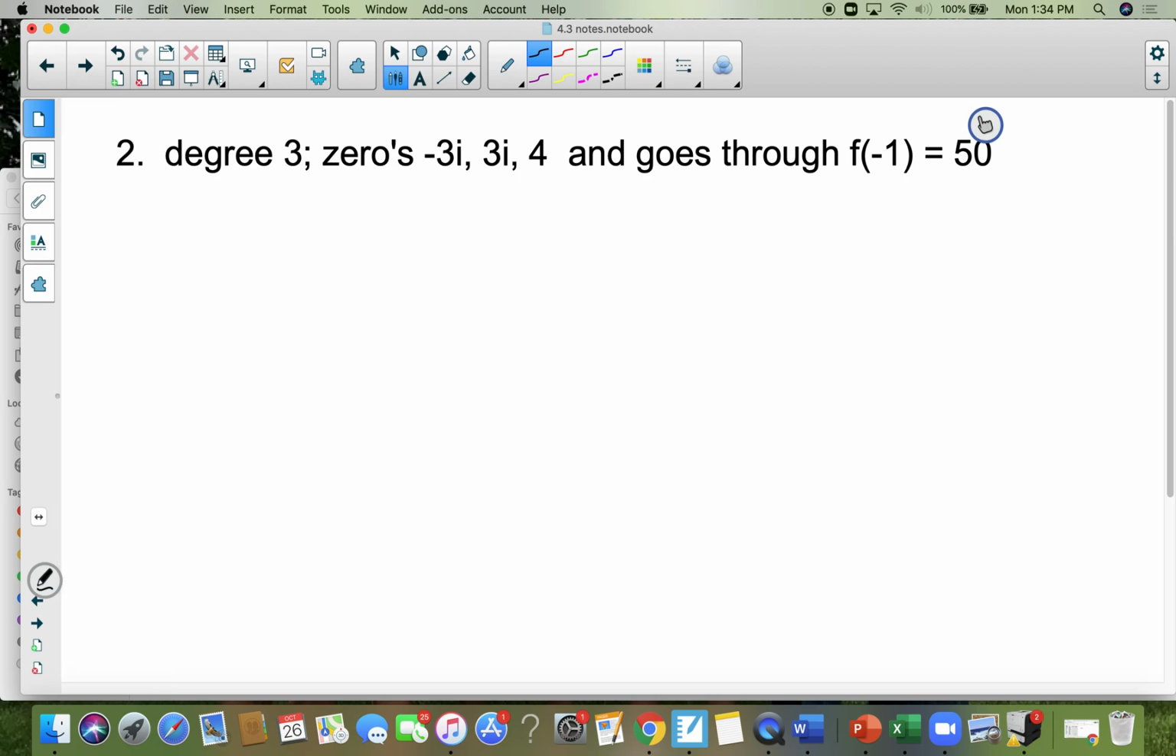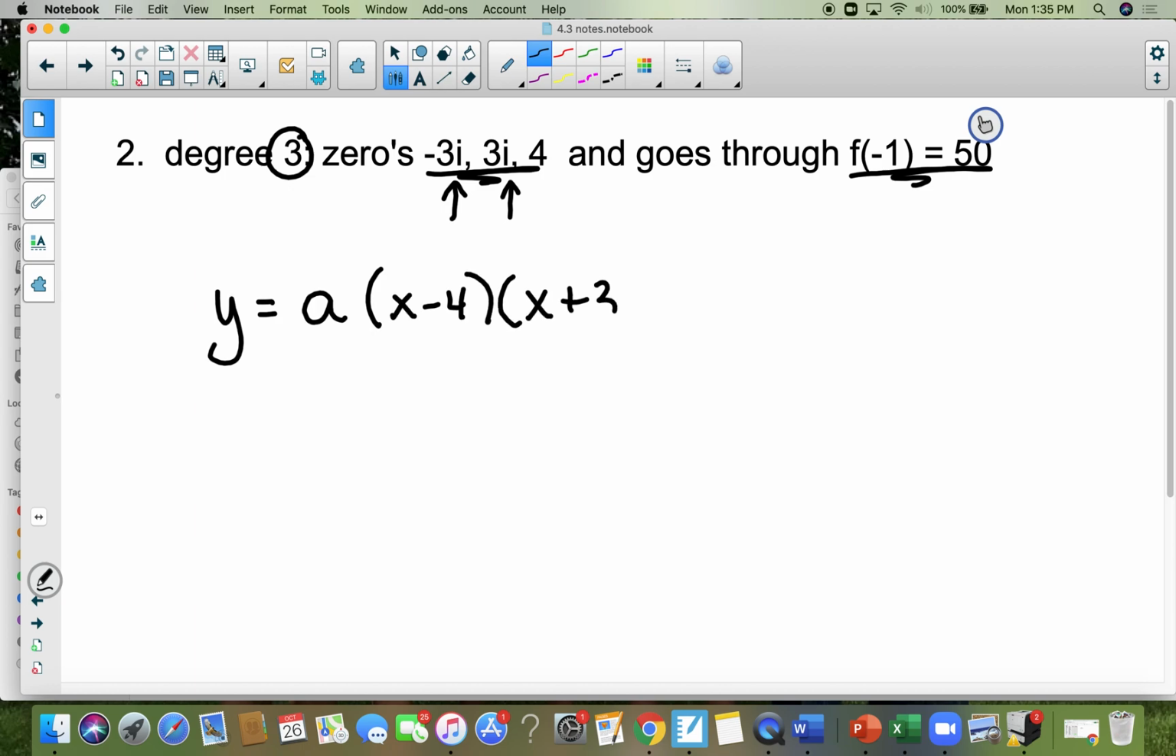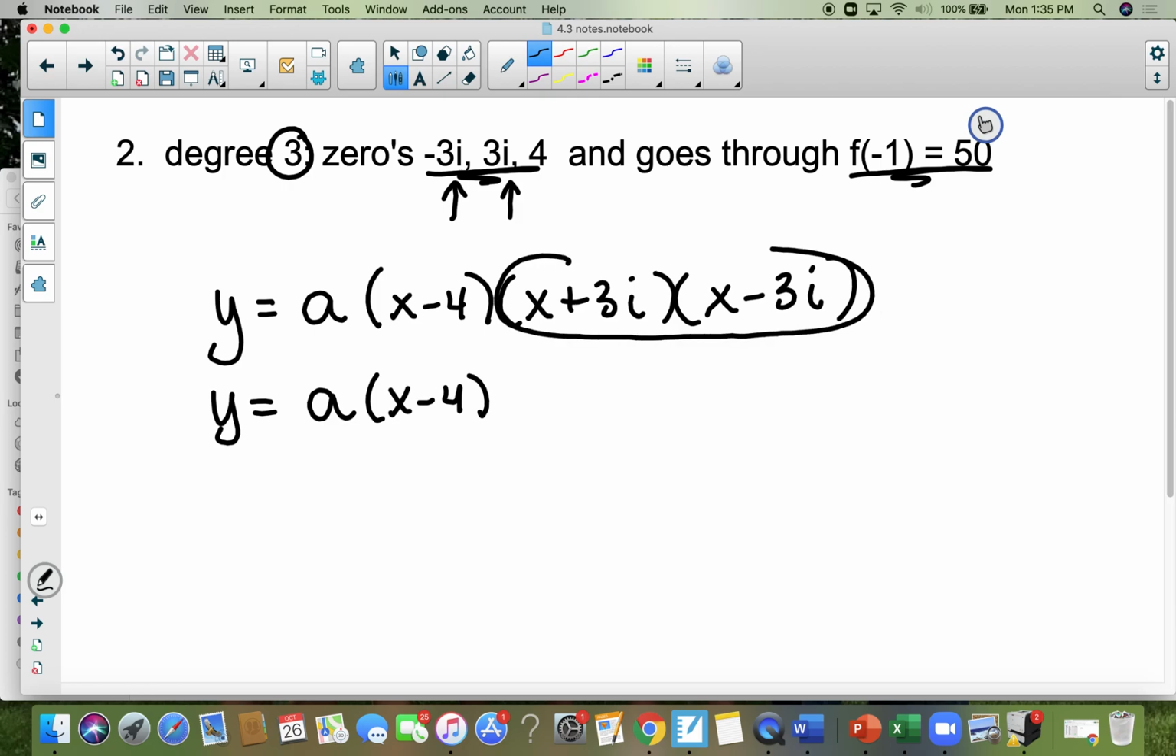Okay, very similar. Again, degree 3, they give you the roots and they give you a point that it goes through, but the only difference is you have imaginary roots. So you're going to put a y, you're going to put an a, you're going to put x minus 4 because 4 is a root, x plus 3i, and x minus 3i. Y equals a, x minus 4, and I'm going to put these two together, which will give us x squared minus 9i squared, because the middle terms will cancel each other out.